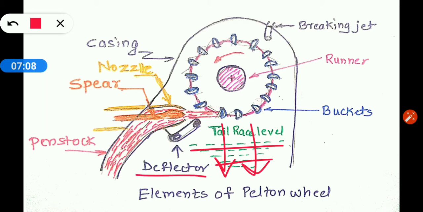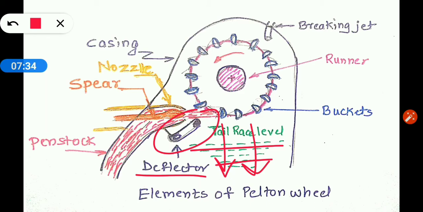Now what is a deflector? A deflector will change the direction of the jet. It might also decrease the discharge, that is, decrease the flow rate. So it can be used by the governor mechanism, or it can be used to control the speed of the turbine. So the deflector is meant for regulating the flow. This is another way in which you can regulate the flow.